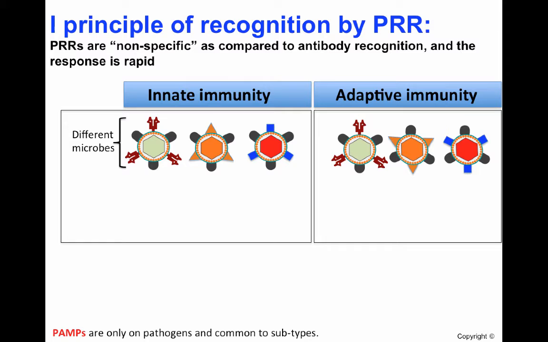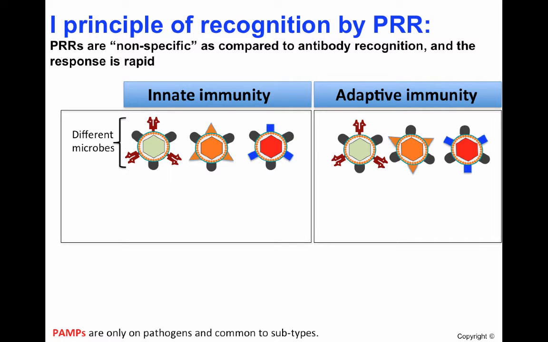PRRs are non-specific as compared to antibody recognition, and the response is rapid. PRRs are able to recognize structures shared by a class of microbes or molecular patterns. As shown here, different pathogens may share molecular patterns or PAMPs. Many examples of common patterns are available. For instance, mannose patterns are found on different types of organisms.